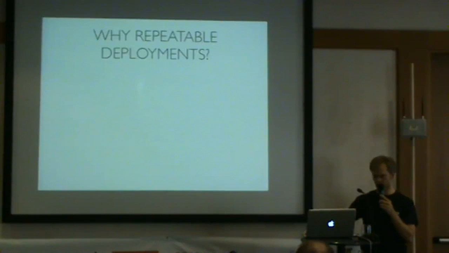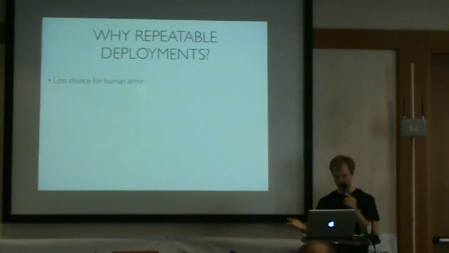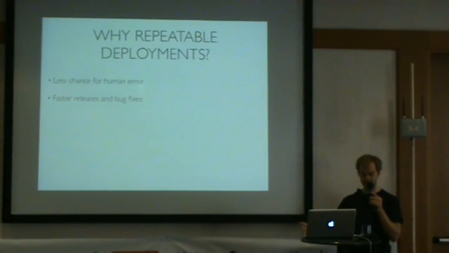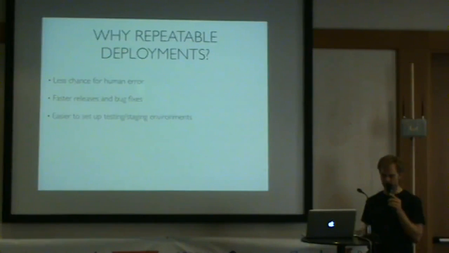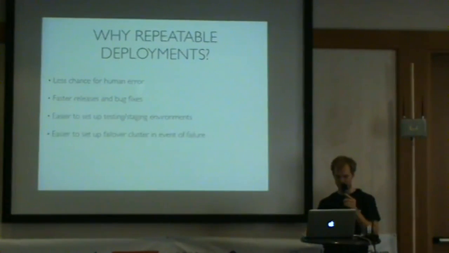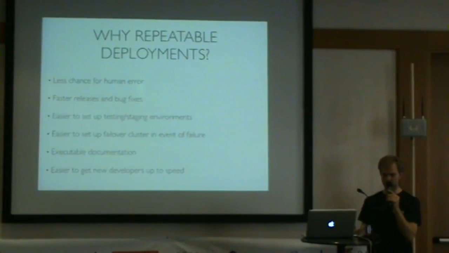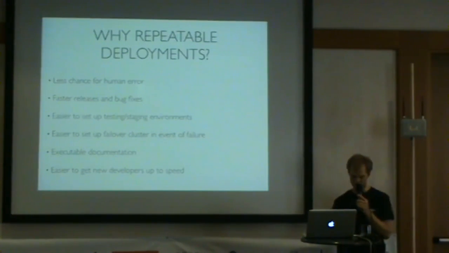Yeah, documentation. I think you guys hit on pretty much all of my points. So humans make errors, right? So having repeatable deployment means less chance for human error. You can do faster releases and bug fixes when it's repeatable. It's easier to set up testing and stage environments. If you want to do load testing or run a bunch of tests, or if there is some sort of failure, you can easily set up a failover cluster very quickly. And like Patrick just said, your documentation is executable. You're basically documenting all the steps needed to reproduce your environment, which makes it really easy for a new developer to get up to speed because they can just look at your deployment scripts and get an environment set up quickly.